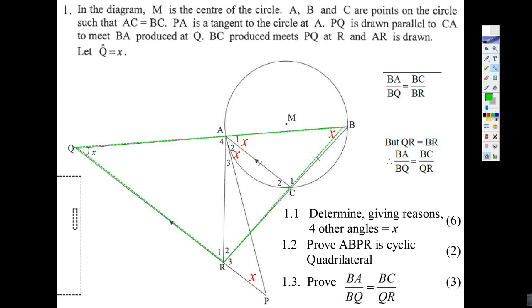Well, now that QR is equal to BR, we've kind of got our answer, because instead of BR, we can substitute in QR and we get the ratio that we were trying to find. BA over BQ equals BC over QR. And that's your answer. And so I hope that helped.